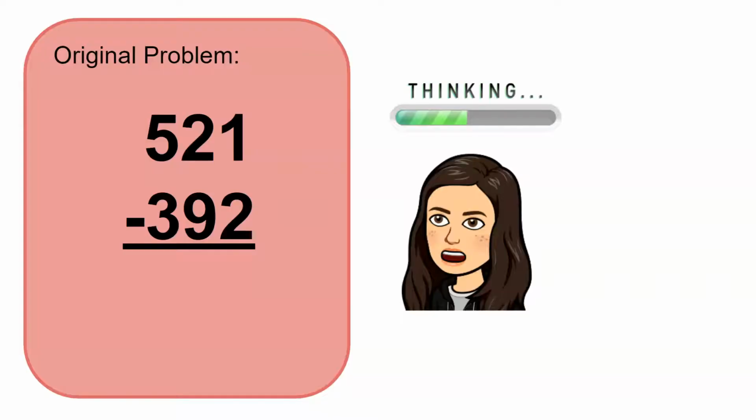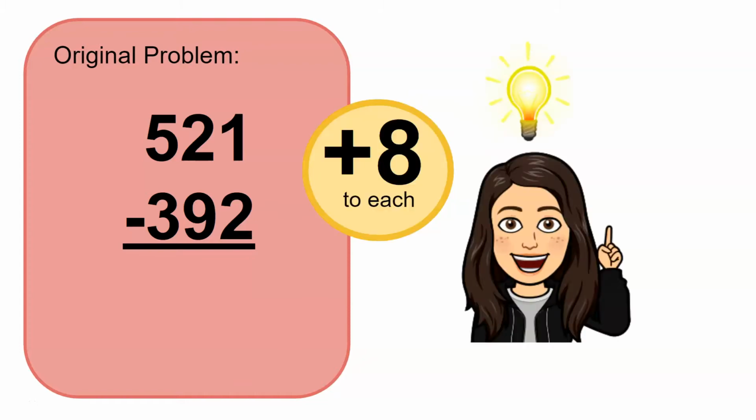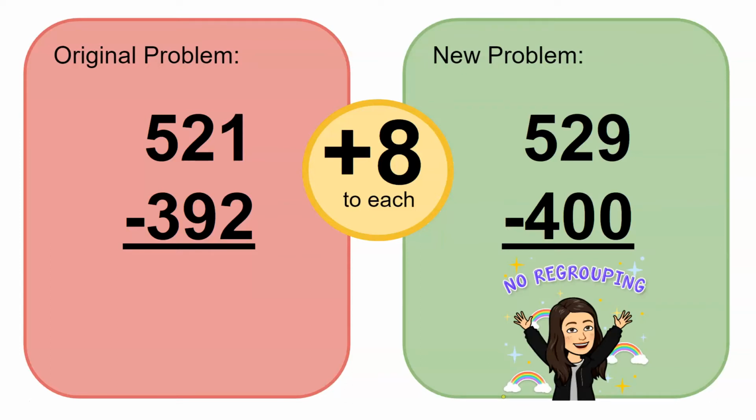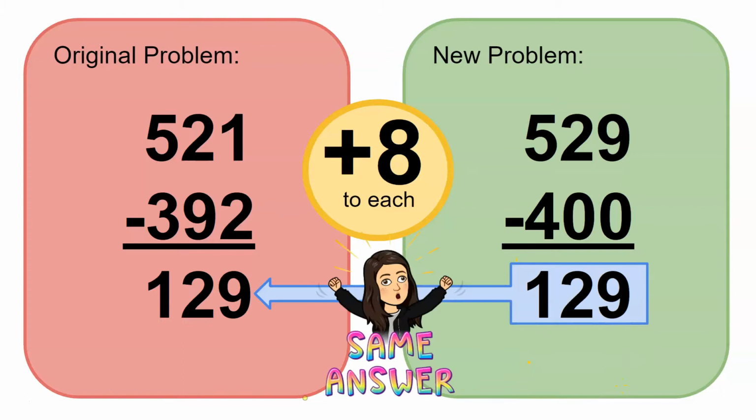You can see when we subtract numbers, as long as we keep the difference the same, we can move ourselves to a zone where we have a much easier problem to solve. Here's another example. Looking at this problem, we know that we need to adjust that subtrahend. Adding 8 to each will make 392 400. I'm celebrating because now I don't have to do any regrouping to solve this problem. And it has the same difference as my original problem.